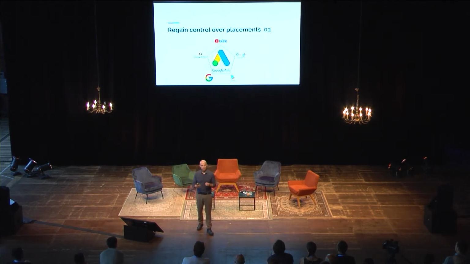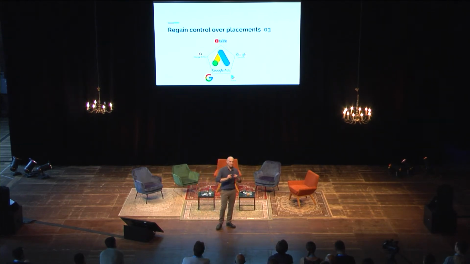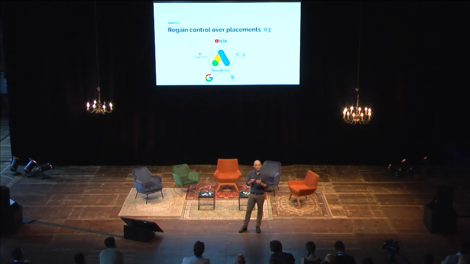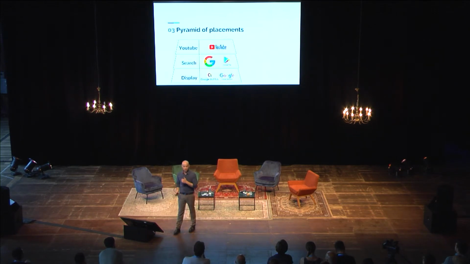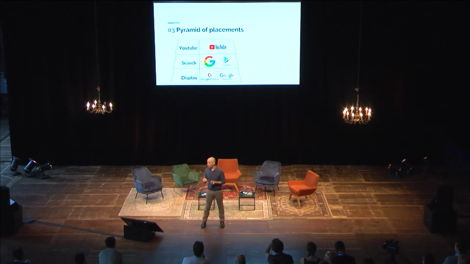Number 3, how to regain control over the placements. Because as we said, Google Ads is targeting all the Google ecosystem, and you can't really differentiate between good placements and bad placements, and how to exclude overperforming placements. What we do in any of our campaigns is we build a pyramid of placements, from the highest cost per conversion placement to the lowest cost per conversion.